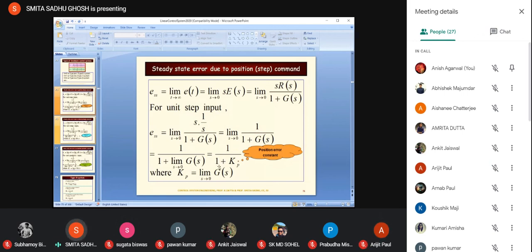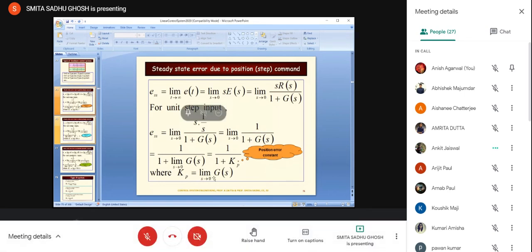So given a type 1 system with an open loop transfer function of 1 by s, you find that the steady state error is equal to 0. Similarly, now a type 1 system with a second order transfer function, say 1 by s into (s plus 1), okay. So again, what would be your Kp value?